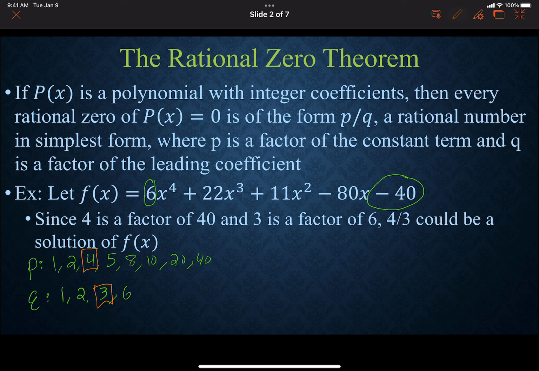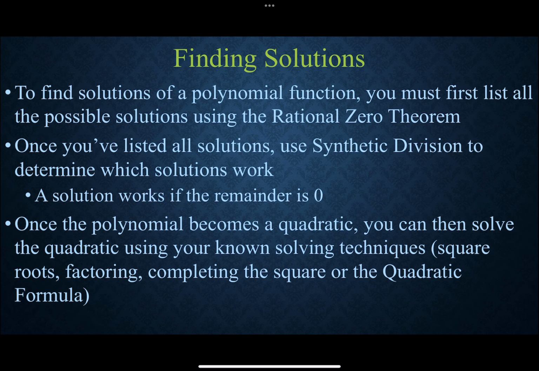So we're going to use this as a way to figure out how to find our solution. We're going to be able to list our different possibilities and then use synthetic division to determine which solutions actually do work out. A solution works if the remainder is 0 and only if the remainder is 0. If the remainder is not 0, then it's not a true solution.